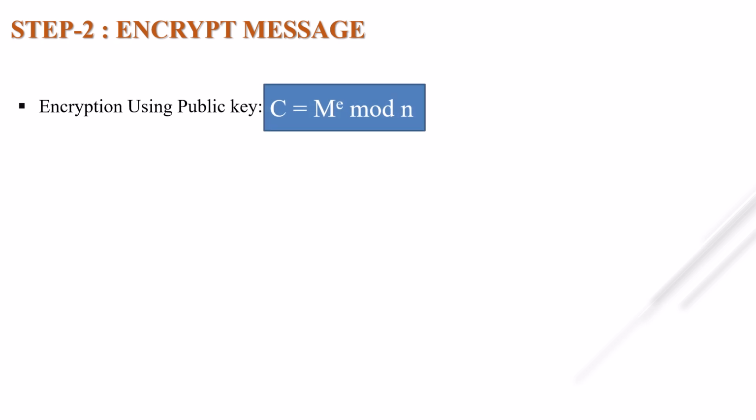Simple formula for if we encrypt any message, we get the ciphertext. So C is equal to m raised to e mod n. What is m? M is a message. In most of the papers the message is given.